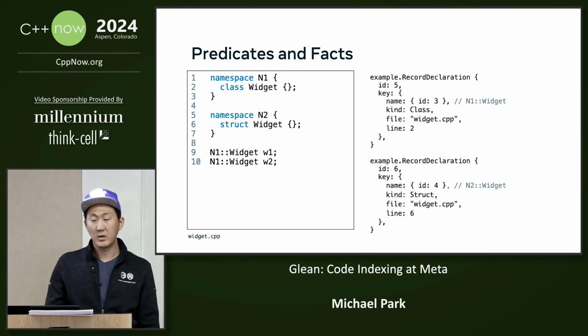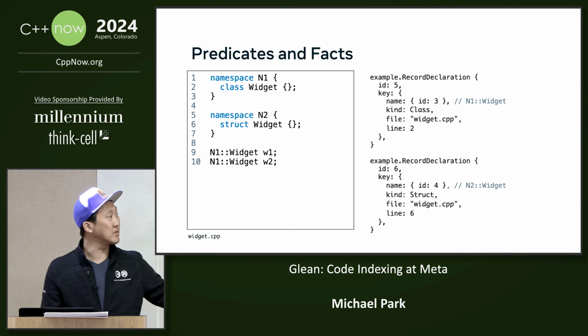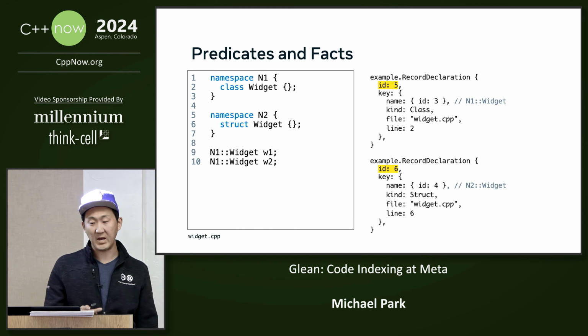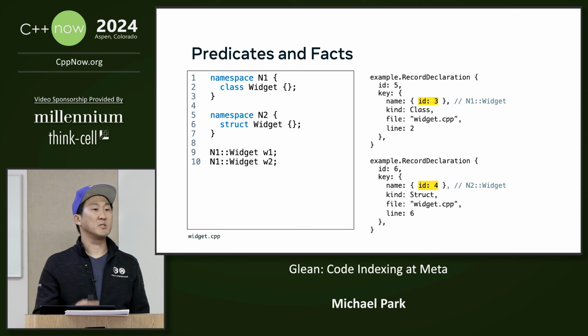So the same code, using these rules, we would get these record declaration facts. And so you can see that they also get unique IDs. And these are, again, references to existing facts.